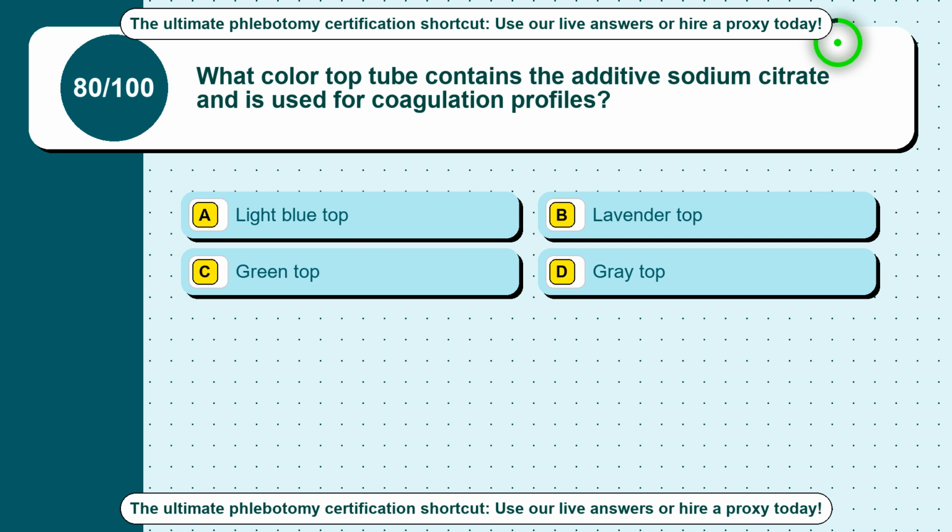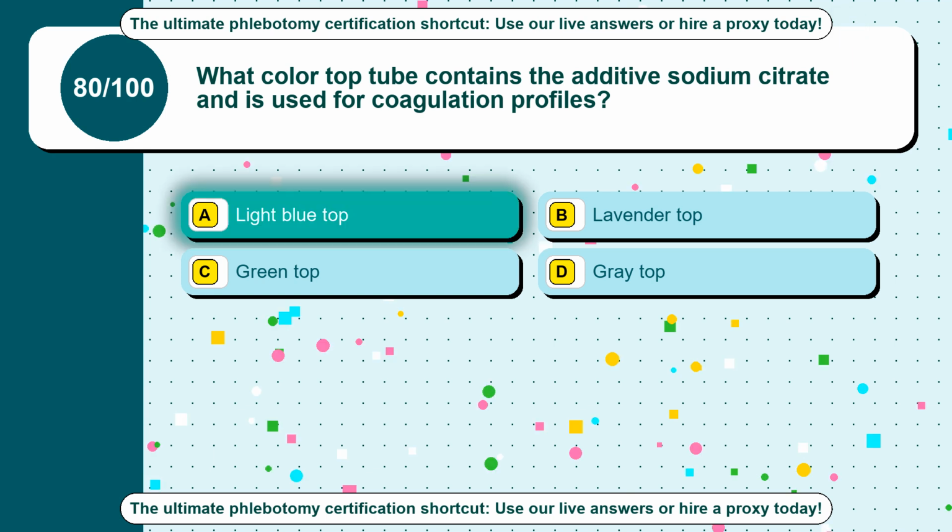Question 80. What color top tube contains the additive sodium citrate and is used for coagulation profiles? Option A. Light blue top. Option B. Lavender top. Option C. Green top. Option D. Gray top. The correct answer is option A.